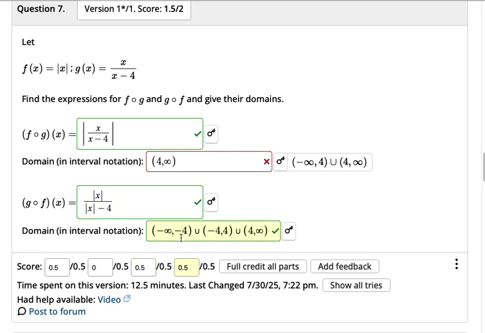And so that's what they have here: this is everything up to negative 4, and then skipping over negative 4, the stuff in between, and then from 4 on. So basically this says not negative 4 or 4, but in interval notation. So you just about had it.